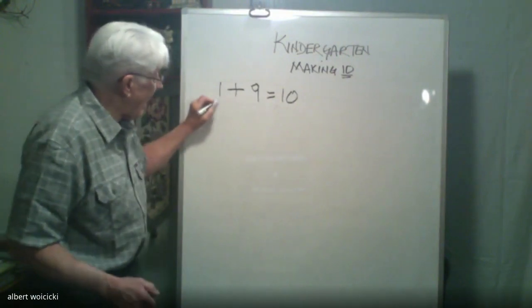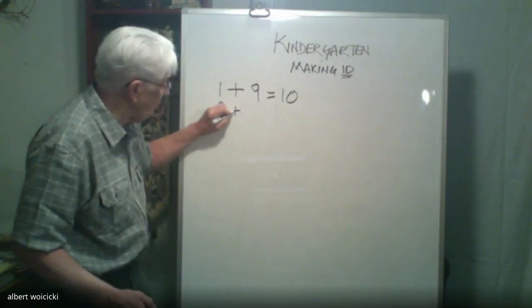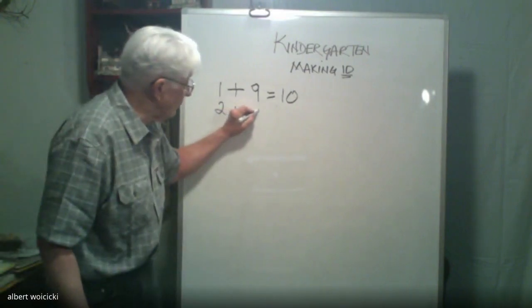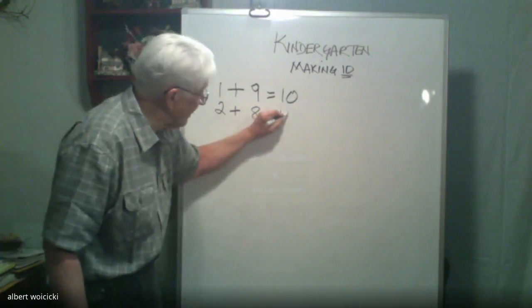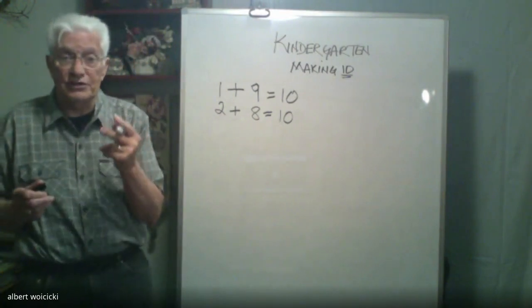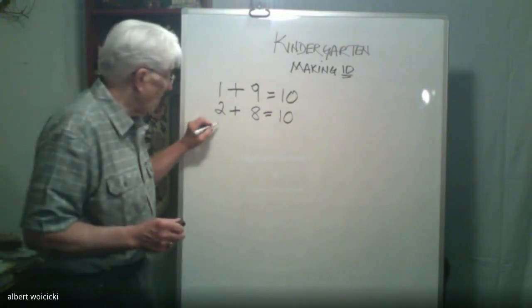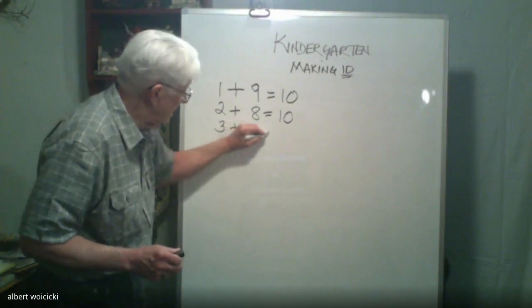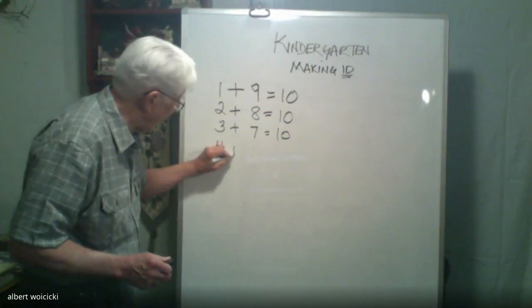Now, I have to change the 1 to a 2. So 2 plus what number still makes 10? And you call on someone else and they'll tell you it's 8. And then you get 10 as well. So I'm trying to make 10 with 2 digits. And the 2 digits can't be the same. So then I'm going to get 3 and 7. And I'm going to get 4 plus 6.